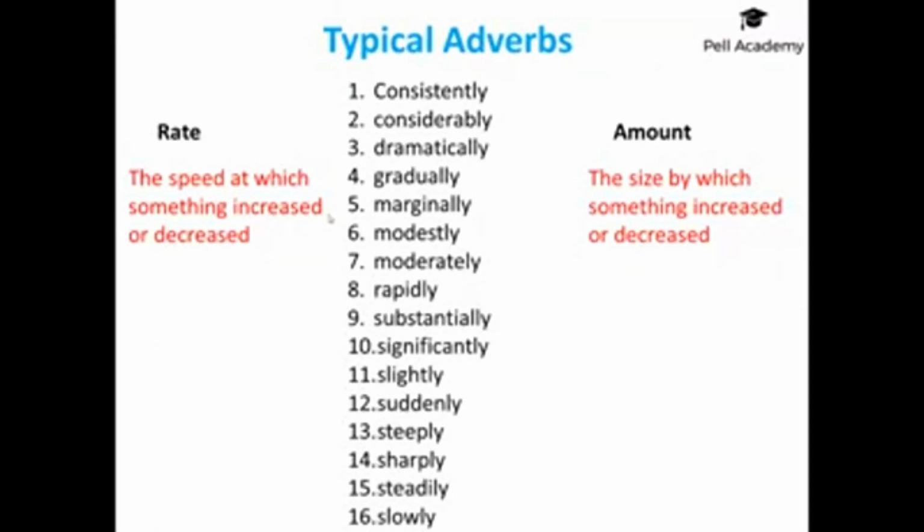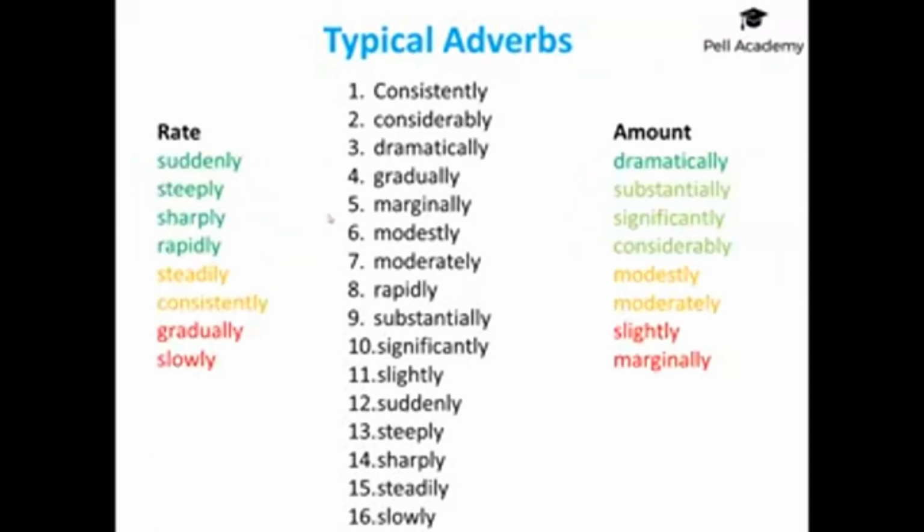Right, so I'm going to continue and I'm going to show you what I have here. So the rate, we have suddenly, steeply, sharply and rapidly. These four are in green because they all kind of refer to being fast or sharp. The next two, steadily and consistently, so that's in between, and then gradually and slowly is the rate to a lesser degree.